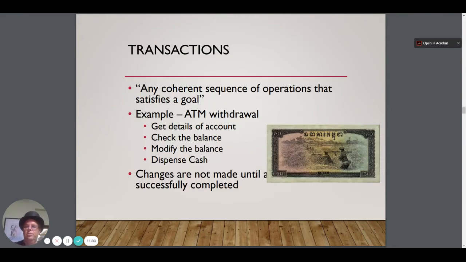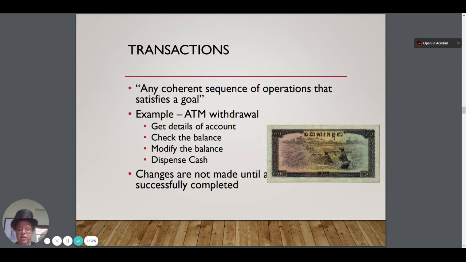So any coherent sequence of operations that satisfies a goal is a transaction. For example, with an ATM withdrawal, you get details of the account, check the balance to see if it's there, modify the balance to deduct the amount of money taken out, and dispense the cash. And changes are not made until everything is successfully completed.